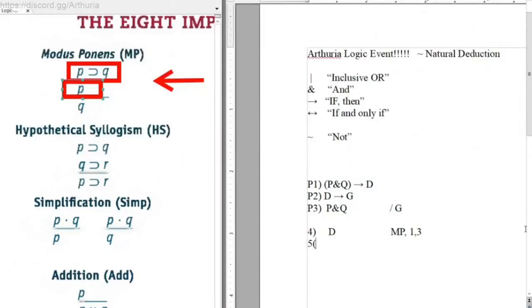Then in 5, I can do the same thing. Now that I have this D, I see that it's the left side of P2 and it's an if-then statement. So I can write G by modus ponens of lines 4 and 2. Here, the conclusion matches, and I win the game. And that's how proofs work, basically. Any questions with this so far?